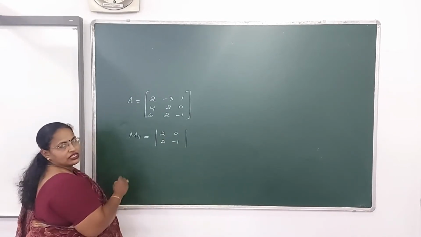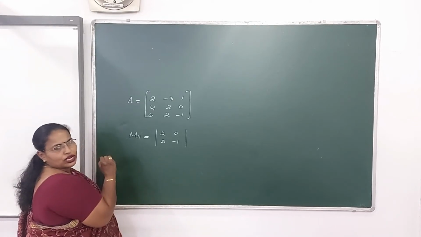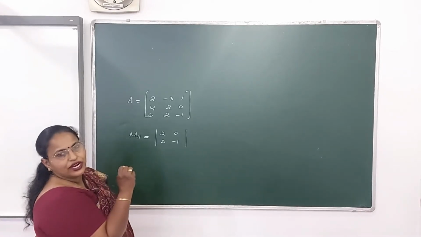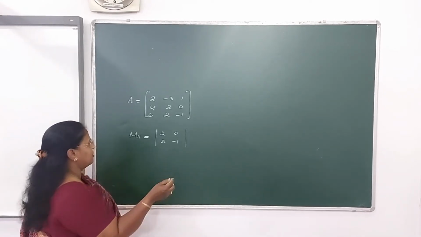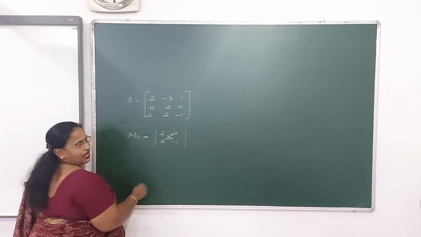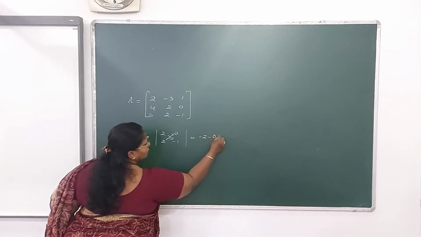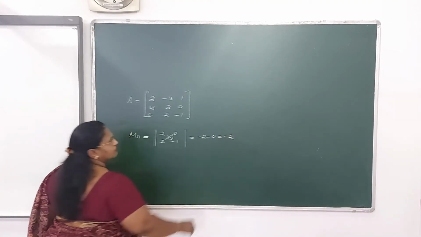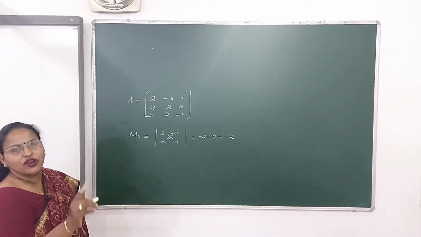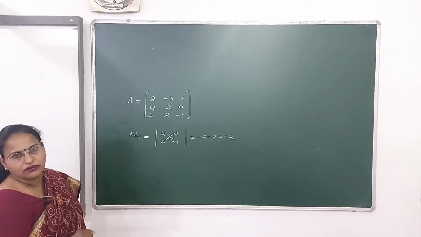Now how to deal with this? It's a determinant of order 2, and you know how to solve a determinant of order 2. It's the product of diagonal elements minus the product of the other diagonal elements. So it's coming here: minus 2 minus 0. So the answer is minus 2. So this is the minor of the first element which is placed in the first row, first column.